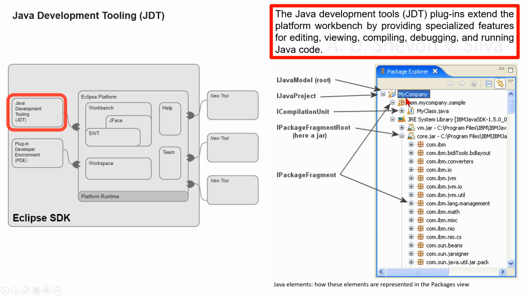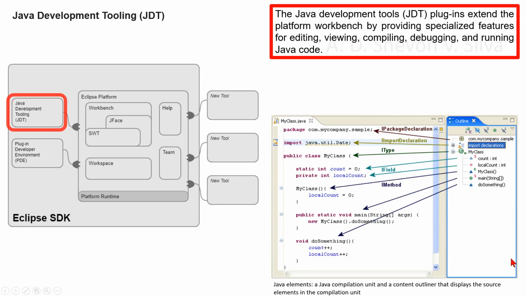This is the package explorer. Here you can see the IJavaModel root, then IJavaProject. Here the compilation unit, IPackageFragmentRoot. Here jar, IPackageFragments.